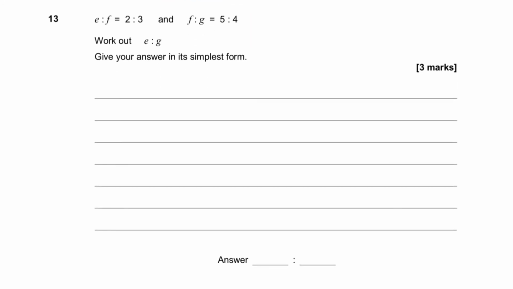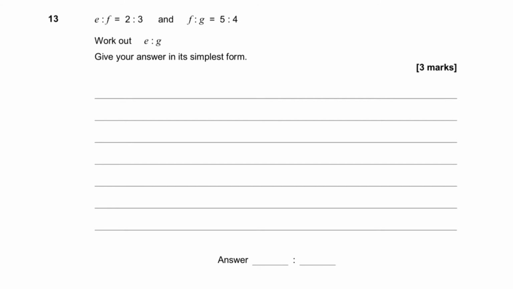So our next question is about comparing ratios. So the ratio of E to F is 2:3 and the ratio of F to G is 5:4. Work out the ratio of E to G. Give your answer in its simplest form.